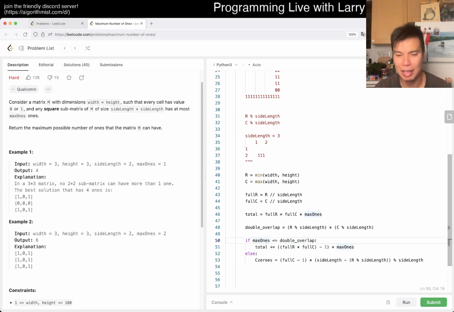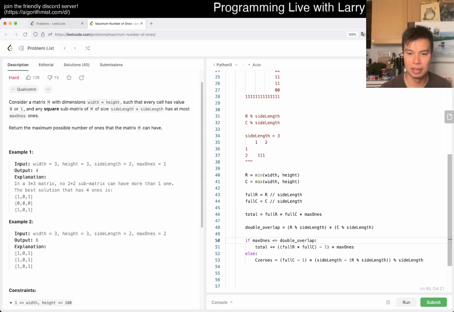Wait, did I mess this up? I think I messed up the sign, that's all. Basically, this is saying that we have max ones anyway inside the overlap. Wait, what is this part saying? I'm kind of confused now. This is just wrong, isn't it? Huh. Basically what I wanted... no, this is... oh, I see.